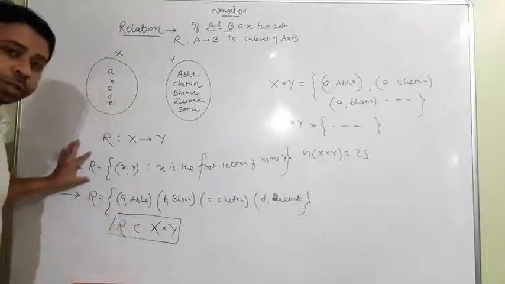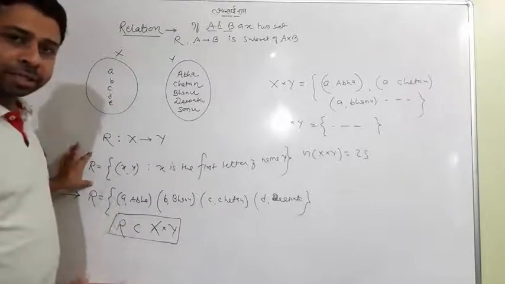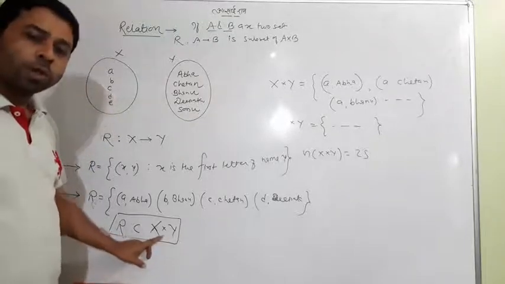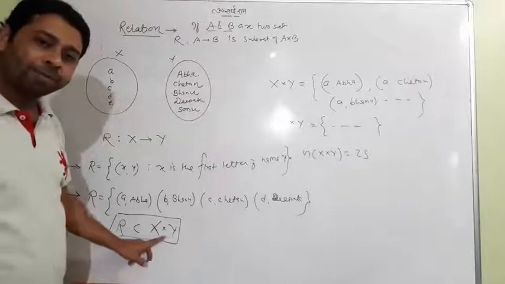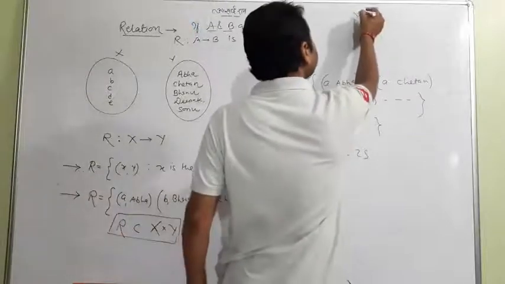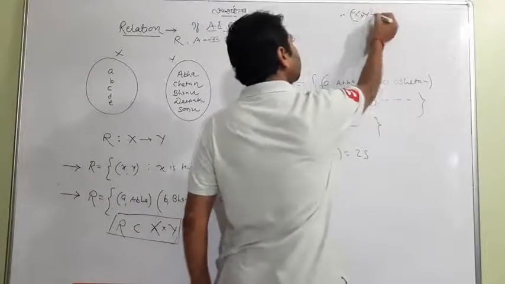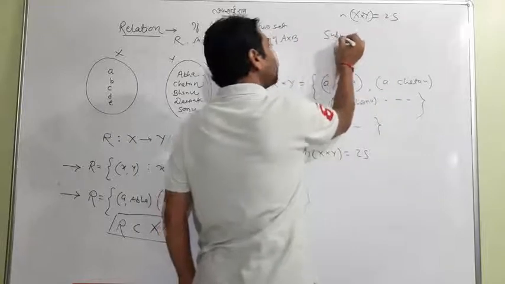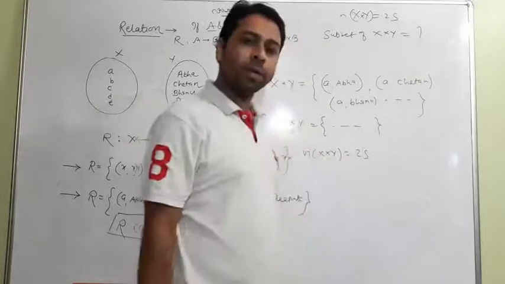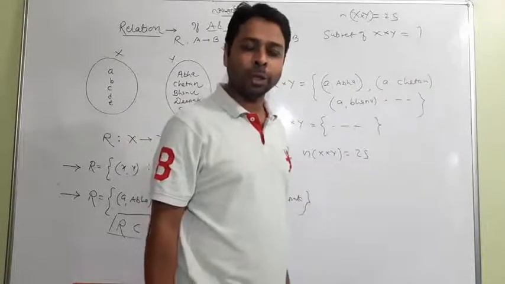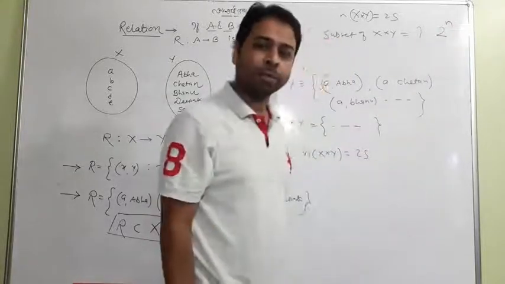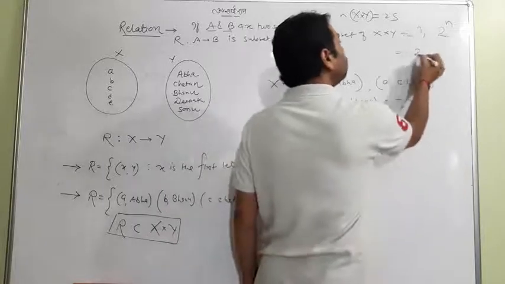How many relations can you create? Listen to my last sentence. How many relations can you create? Meaning R is a subset of x cross y. So as many subsets as x cross y has, that many relations you can create. I ask you one thing: how many elements does x cross y have this time? 25. How many subsets of x cross y? You remember the first chapter where I taught you the number of subsets. The number of subsets of any set is 2 to the power n, meaning 2 to the power 25.